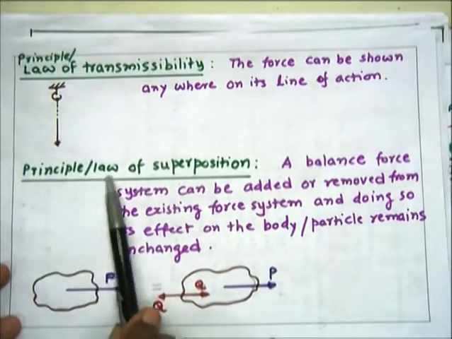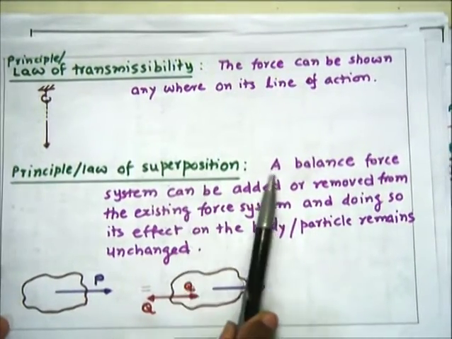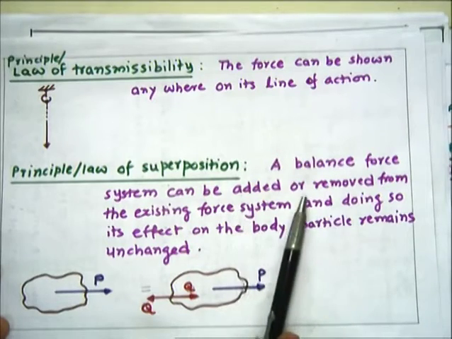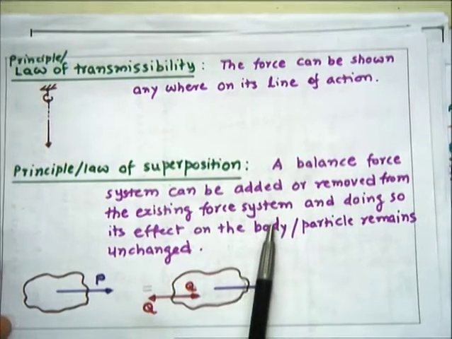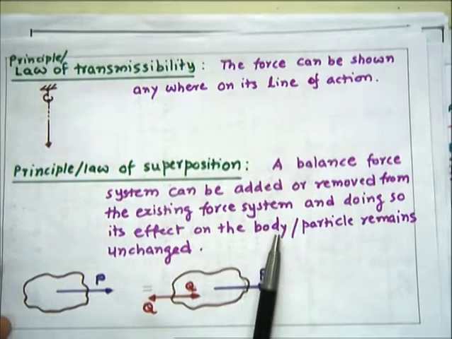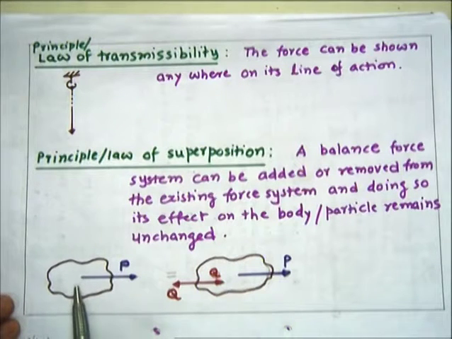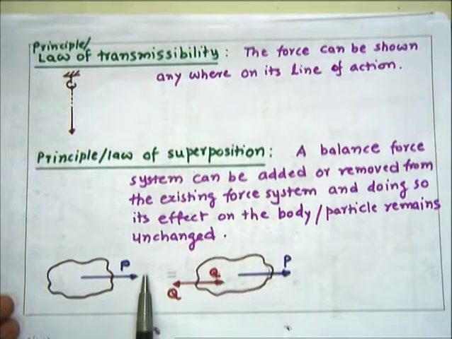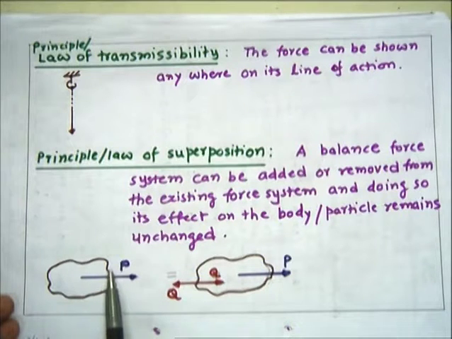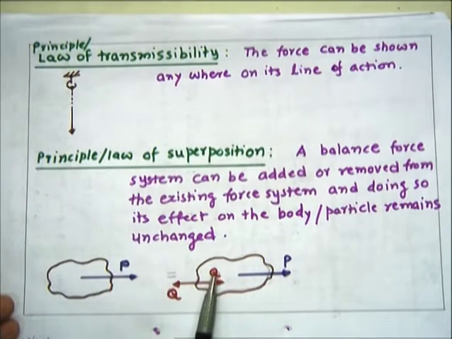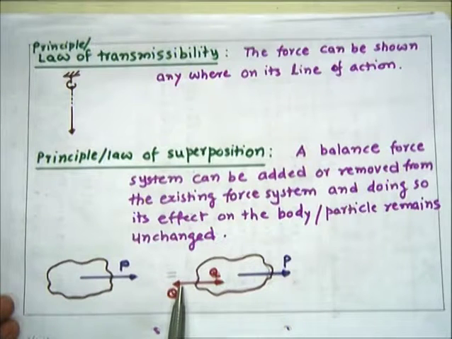Then the principle or law of superposition. That is, a balanced force system can be added or removed from the existing force system, and by doing so its effect on the body or particle remains unchanged. Say here on this body a force P is acting. For keeping the effect of this force the same on the body, I add an equal force system, that is say Q and an equal force Q, which I am applying on the same line.